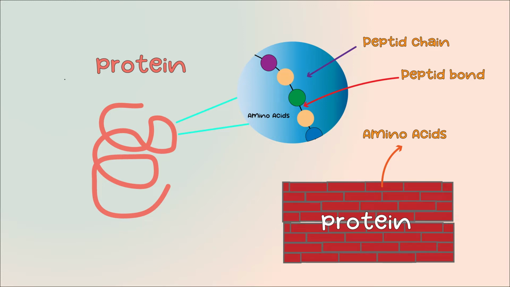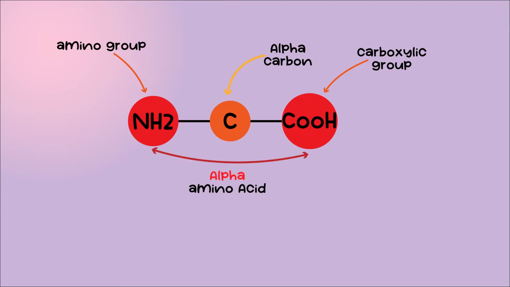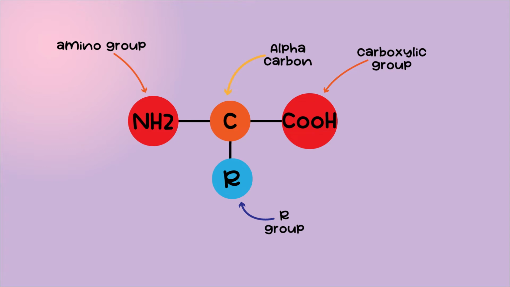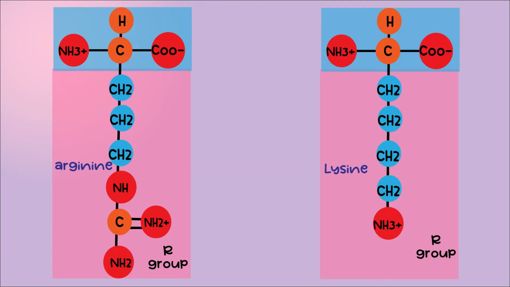All amino acids have a similar structure, with both a carboxylic group and an amino group. Amino acids that have an amino group bonded directly to the alpha carbon are referred to as alpha amino acids. Every alpha amino acid has a carbon atom called the alpha carbon, bonded to a carboxylic acid COOH group and an amino group NH2, and the R group is unique for every amino acid. And here is an example for two amino acids, arginine and lysine, to see the difference between the R groups in those amino acids.